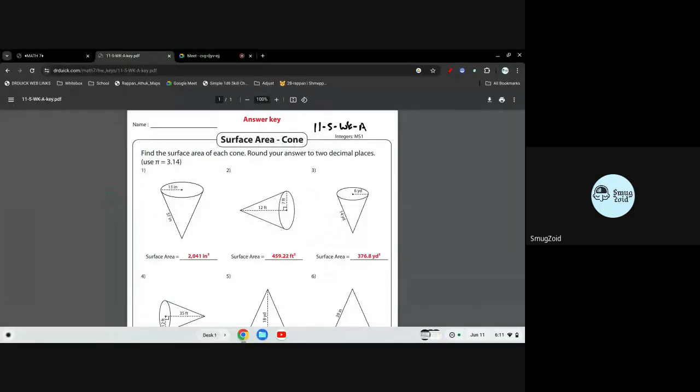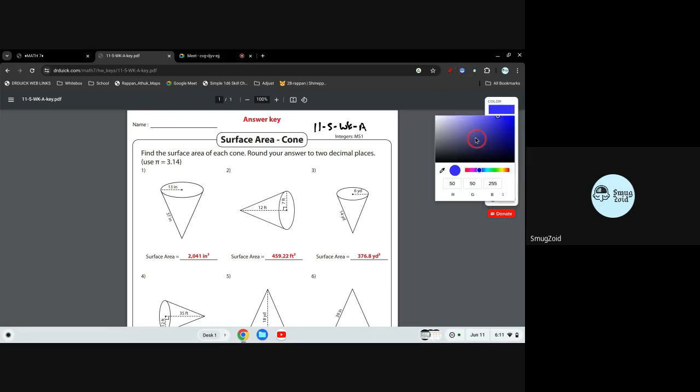I'm going to go through these problems, just the problem setup, because I think that's where people get confused in working problems like this: how do you set them up and make sure they make sense. With this one, remember, we're always using the slant of the cone, and we have to use the radius.